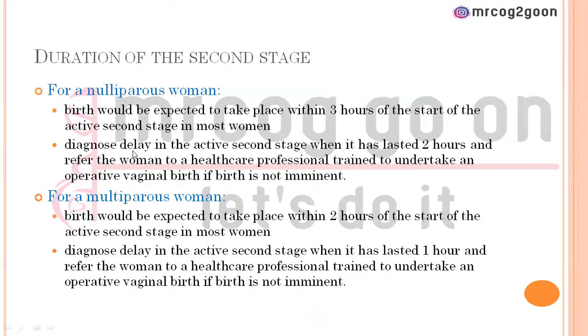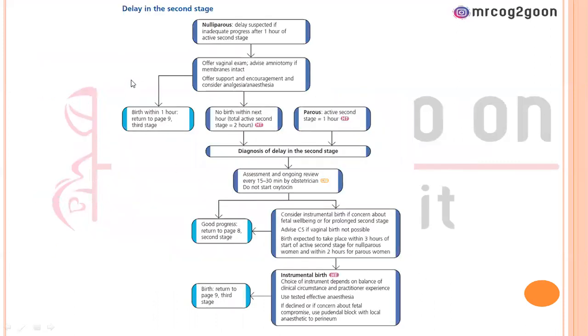Duration of the second stage. For nulliparous women, birth would be expected to take place within 3 hours of the start of the active second stage. Diagnose delay if it lasts more than 2 hours. For multiparous women, it's supposed to take place within 2 hours of the active second stage, and suspected delay after 1 hour.